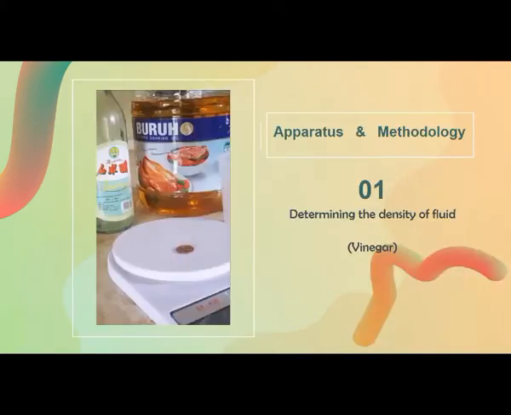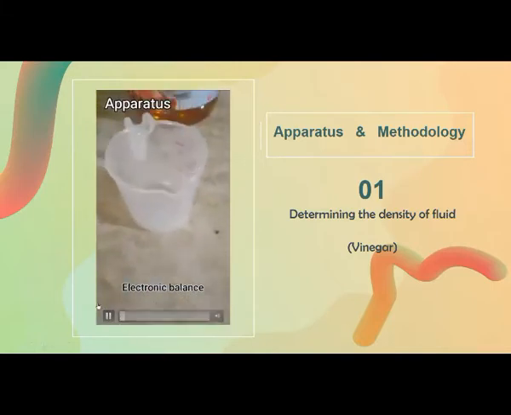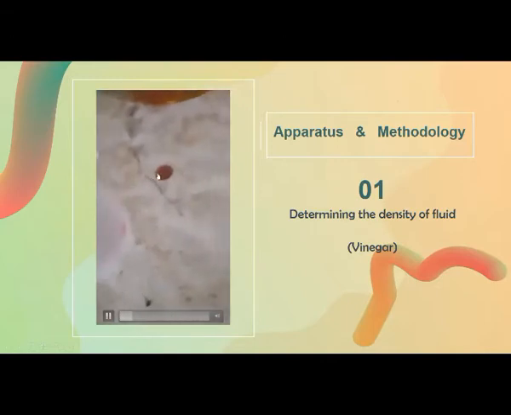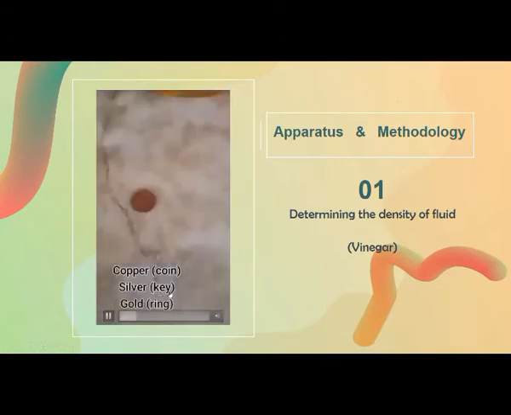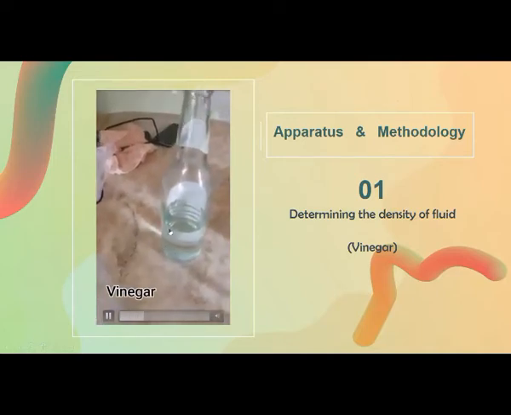Hi, my name is Aida binti Hanizam with ID number TH20059. So, in my part, I would like to present about the apparatus and methodology. First is the apparatus. In this experiment, we use an electronic balance, beaker, and for the three metals, we use copper for the coin, silver for the key, gold for the ring, and vinegar.